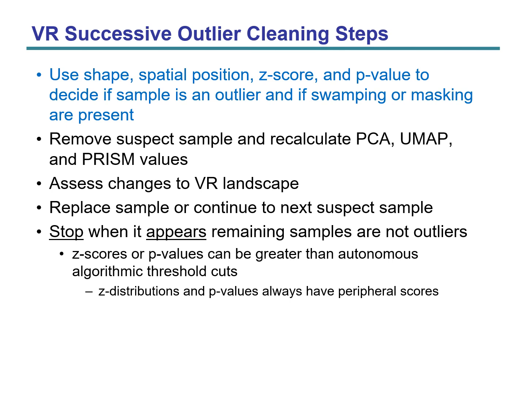And we don't stop based off some hard threshold. We stop when it appears to the user that the remaining samples are not outliers. And like I said, that can be in spite of the fact that you do have some larger z-scores or conformal p-values.